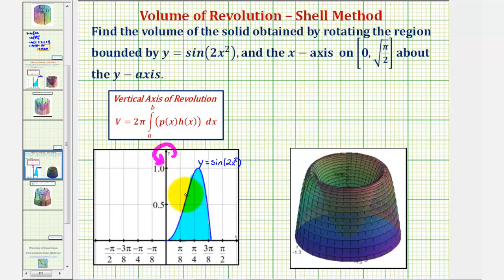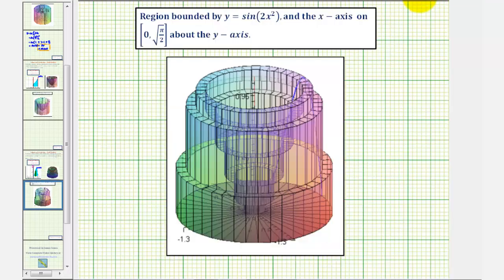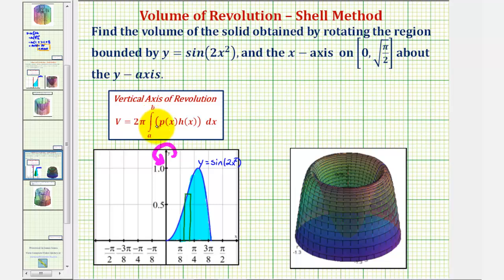So for example, if we use this rectangle here and rotate this about the y-axis, it would give us one shell of the volume. To help illustrate this, we could use these shells here to approximate the volume of the solid. Notice as the number of shells increases, the volume of the shells would approach the volume of the solid. So if we take the limit as n approaches infinity of the sum of these volumes, this is what gives us our definite integral. Looking at this rectangle, notice how the width would be delta x, which is the reason why we integrate with respect to x.